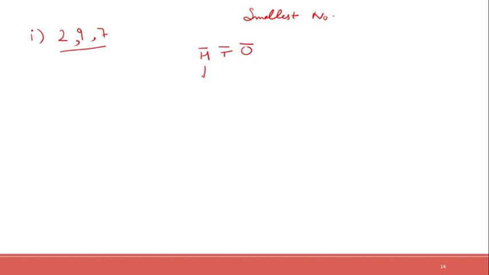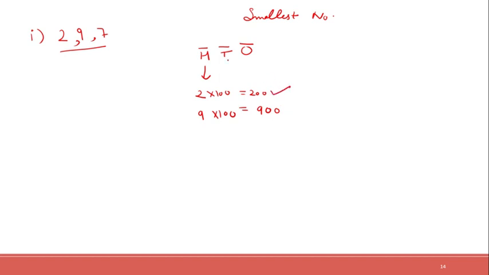If at the 100 place we take 2, then we have to multiply it with 100, and if we take 9, we also multiply it with 100. According to you, which one will be the smallest and which one the greatest? If we multiply 2 with 100, we will get 200. If we multiply 9 with 100, we will get 900. Obviously this one is the smallest.